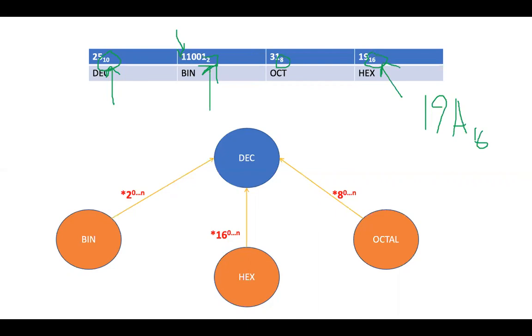So from the shown diagram here, if we want to convert from binary to decimal, we are going to multiply with 2 to the power n. And the power n is the index, starting from 0 to n. If we want to convert from hexadecimal to decimal, we are going to multiply with 16 to the power n. If we want to convert from octal to decimal, we are going to multiply with 8 to the power n.